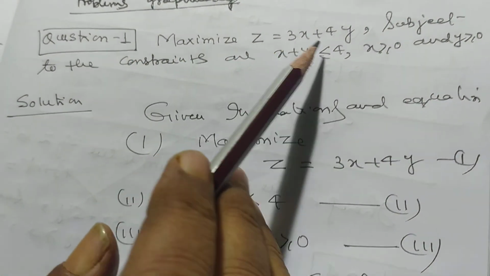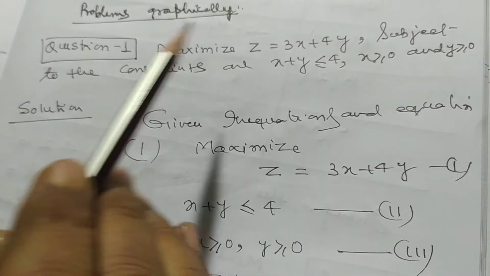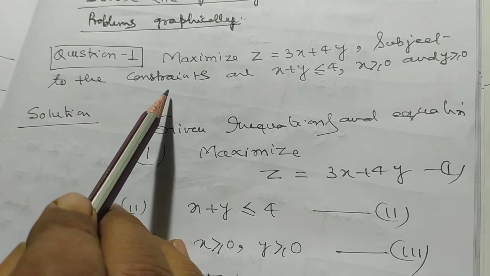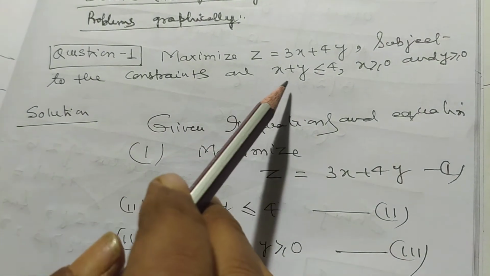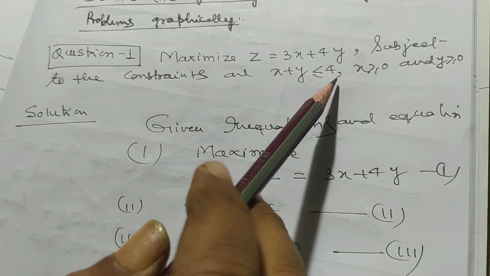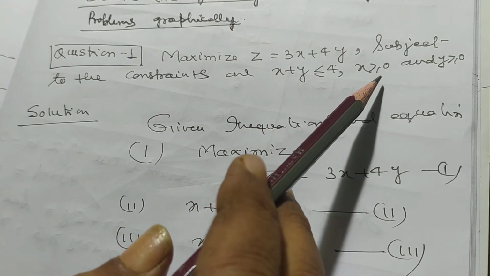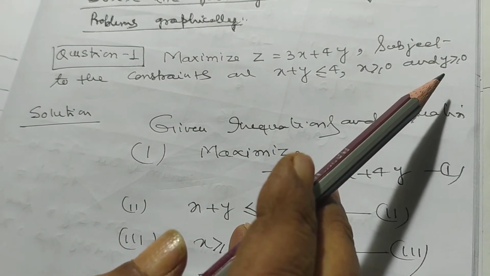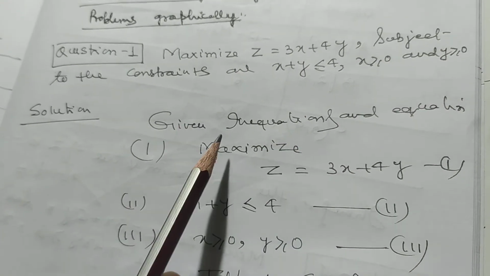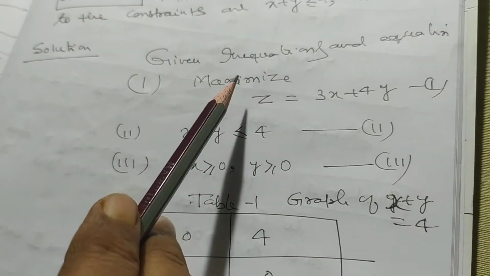Maximize z is equal to 3x plus 4y, subject to the constraints x plus y less than or equal to 4, x greater than or equal to 0 and y greater than or equal to 0. How will you solve the problem? Given inequations and equations.